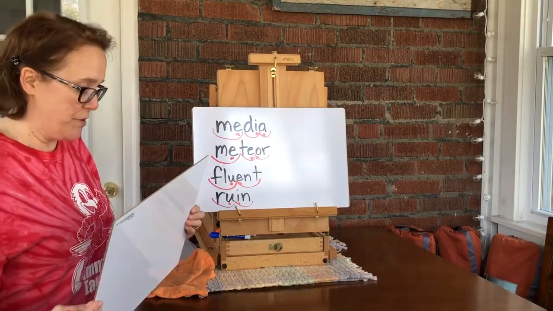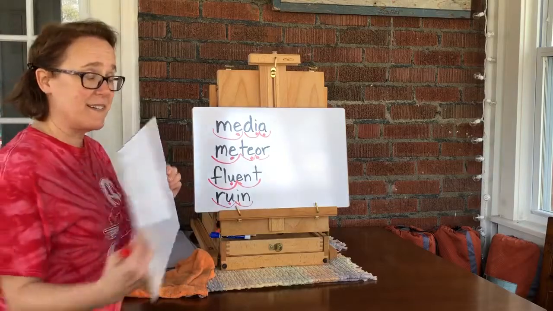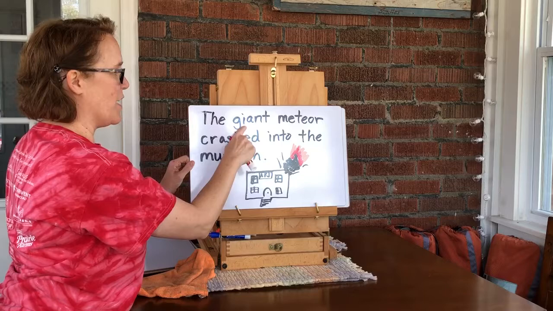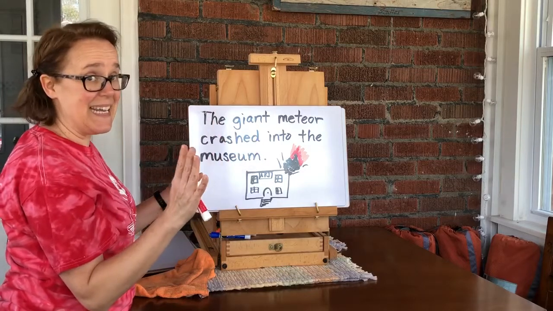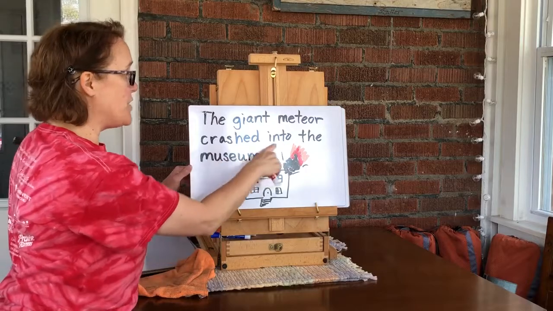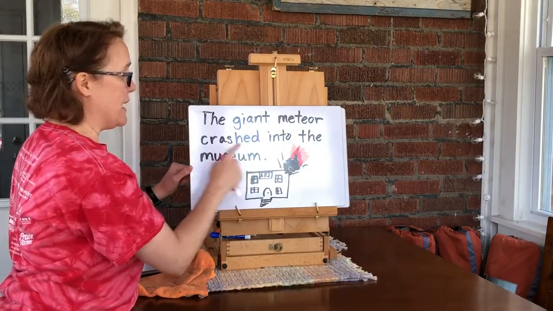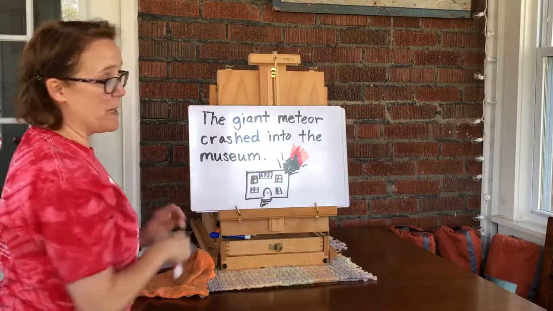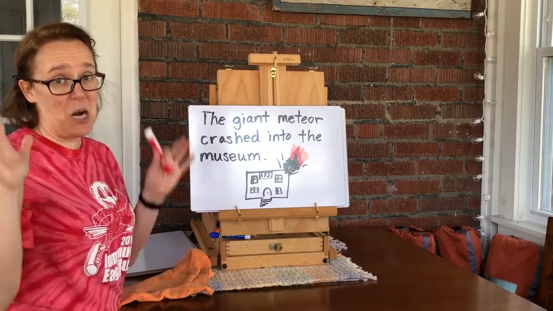Now, I'll show you what that should look like. The giant, there we have an I and A, not a team. Meteor, which we showed you before, crashed into the museum. E and U, not a team, so we hear them separately. And there's my meteor crashing into the art museum. Oh no!